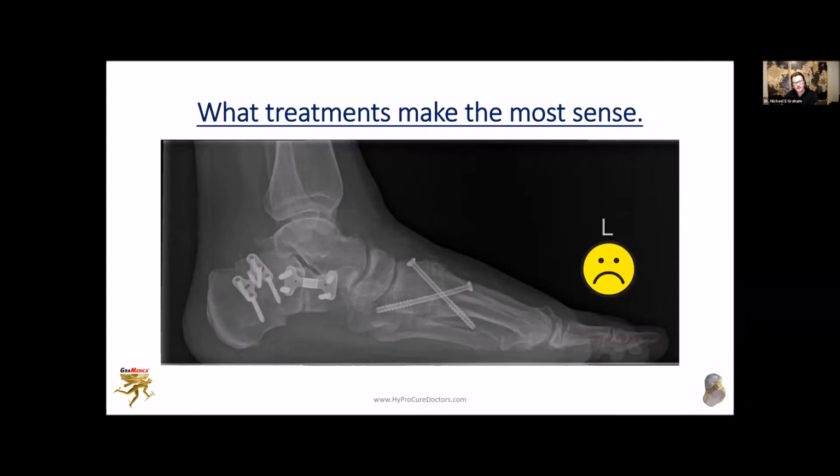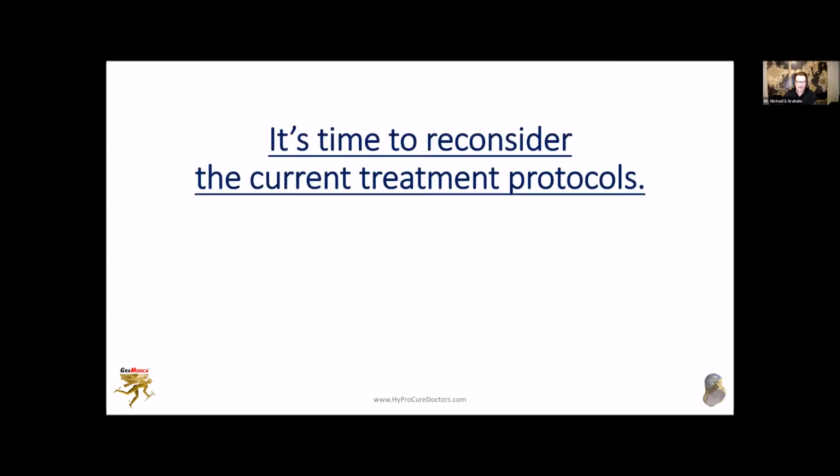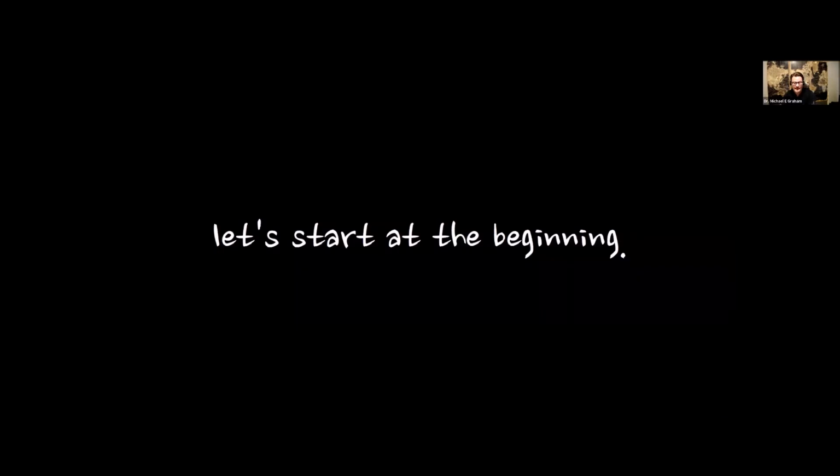And then we want to look at the treatments. Does this look like a treatment that you'd like to have done to you, or that you would perform on a family member? Or maybe there's something that we can do prior to this so that we can actually prevent something like this from happening. So it's time to consider the treatment protocols and look at it from a new beginning.